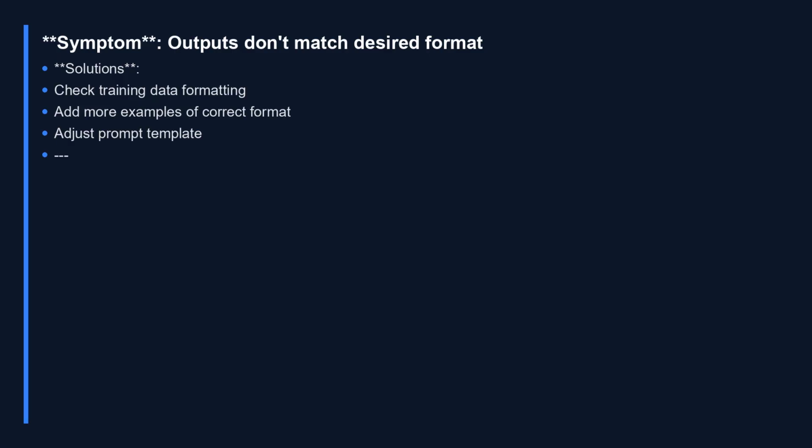If your model's outputs consistently don't match the format you trained for, wrong JSON structure, wrong field names, wrong nesting, the problem is almost always in your training data, not your hyperparameters. Check that every example in your dataset uses exactly the format you expect the model to produce. Even 1 or 2 malformed examples can confuse the model about what the output contract is. Add more examples of the correct format and double check your prompt template to make sure it's consistent between training and inference.